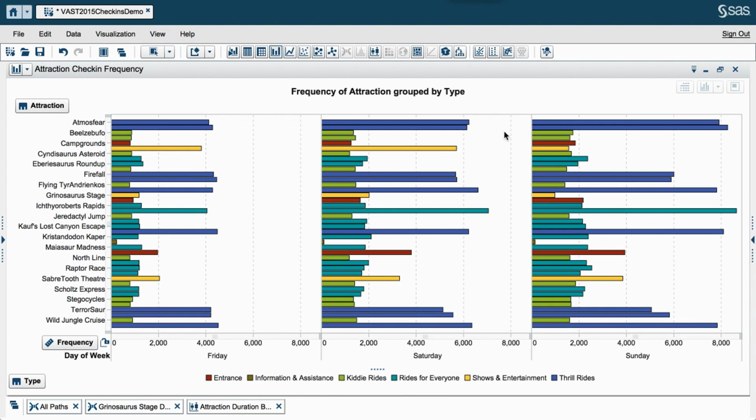The path analysis capabilities of SAS Visual Analytics were used to detect visitors that had identical check-in orders and therefore identify groups.